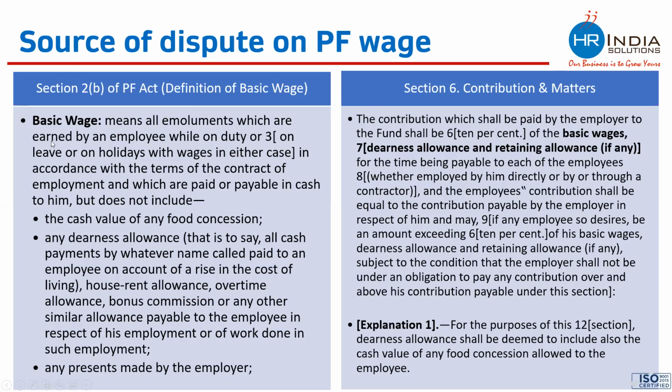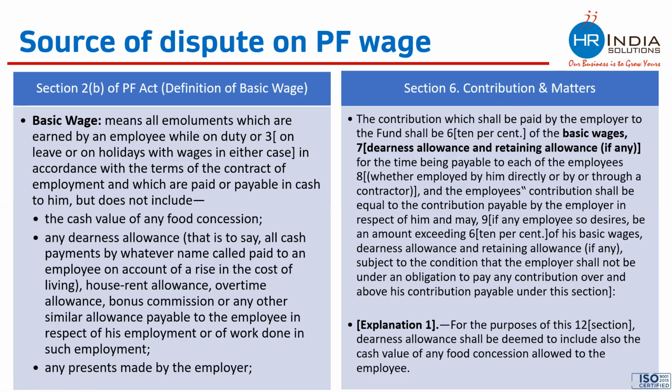Here section 2b is only defining PF wage, whereas section 6 is telling us that all components are eligible for the PF contribution, right? So this is the source of confusion. By going through this definition, employers have started naming a component as basic salary, and they used to contribute PF on that only.